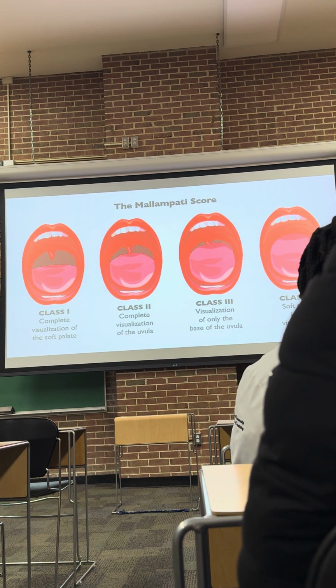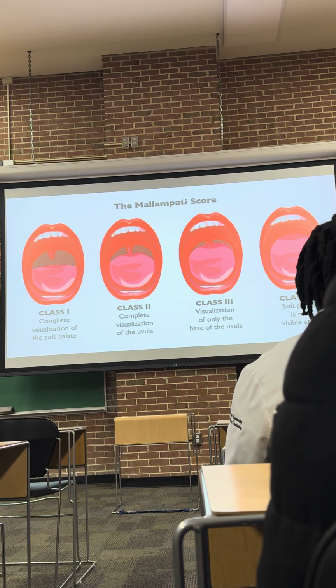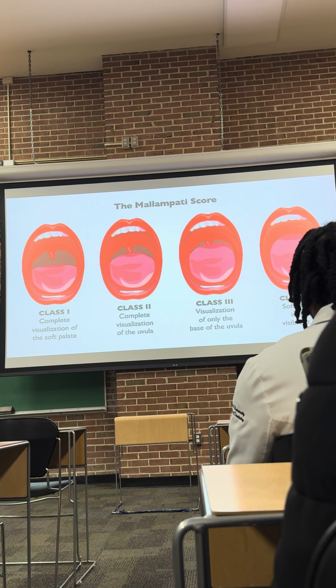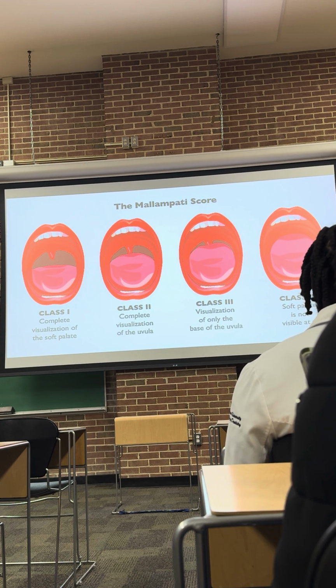This is very important for when you're putting somebody to sleep. You want to see complete visualization of the soft palate. That's class 1. Class 2 is complete visualization of the uvula. Class 3, visualization of the base of the uvula. And class 4, you can't see the soft palate at all. Out of all 4 of these, which ones do you think would be a concern for putting somebody to sleep?